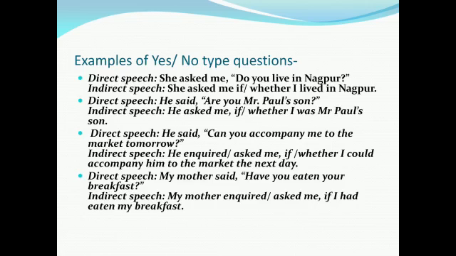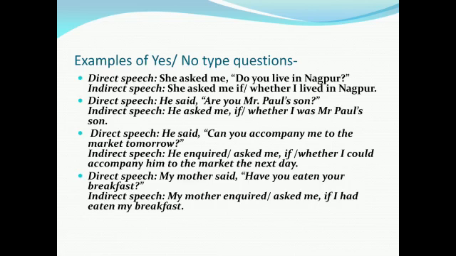Next example, he said, can you accompany me to the market tomorrow? So the indirect speech is, he inquired or asked me if or whether. Now again, can is the modal verb or the auxiliary verb, you can say, which will be removed and it will be replaced by if and whether, and it will come in between and converted to could. If or whether I could. Now can you, if you see here children, the verb comes after you in the statement and you becomes I. So I will be before could. If or whether I could accompany him to the market the next day, because tomorrow will be converted to the next day.